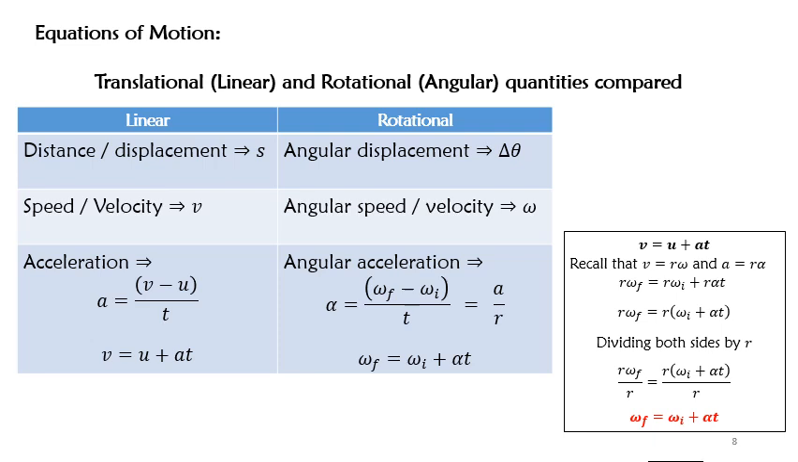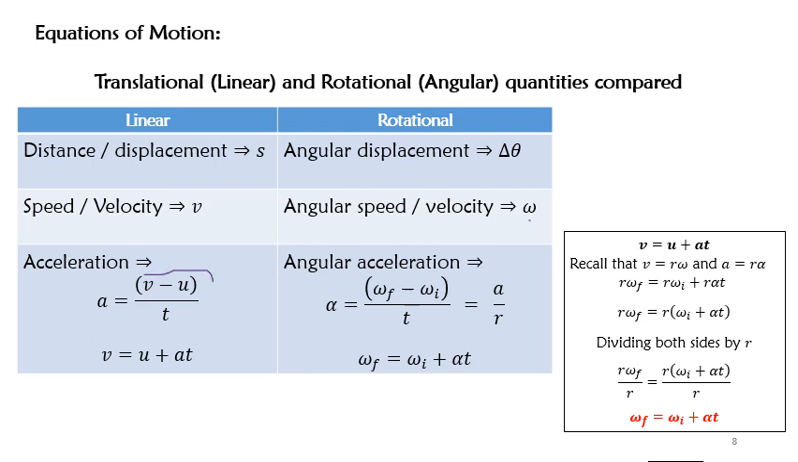We have the distance or displacement represented as x, and the angular displacement represented as theta. Then we have the speed or velocity represented as v, and the angular speed or velocity represented as omega. Then you have acceleration, which is the rate of change of velocity with time, and the angular acceleration, which is the rate of change of angular velocity with time.